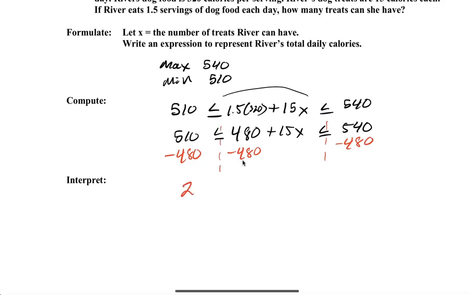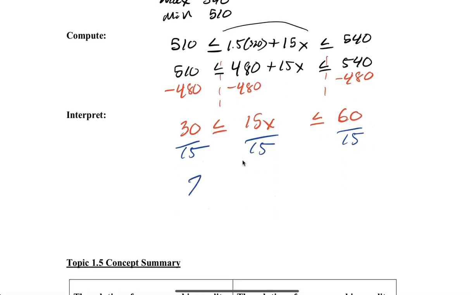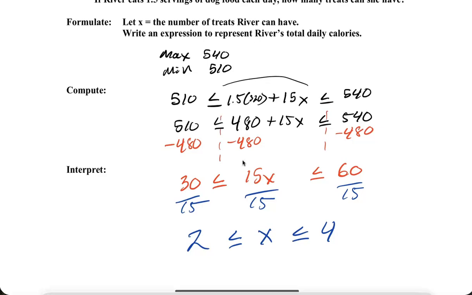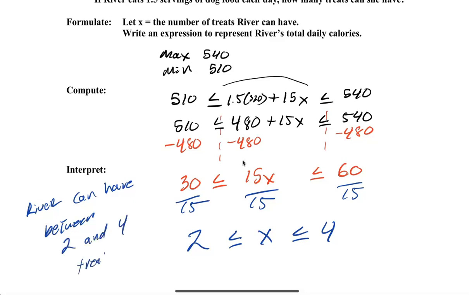And I'm going to get 30 is less than or equal to 15x, which is less than or equal to 60. And then to get rid of the 15, we're just going to divide everything by 15. So I get 2 is less than or equal to x, which is less than or equal to 4. That means River, the dog, can have between 2 and 4 treats a day.